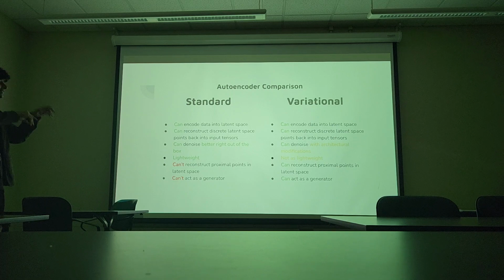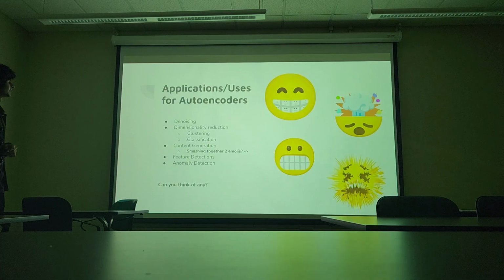Next slide, I think, this one. Here's an application or use for these things, right? You encode these emojis into latent space and you pick a point between them and you get a combination of the two. That's an example of a use of a variational autoencoder, right? Another one: denoising, dimensionality reduction, like I mentioned earlier. This is a consequence of the fact that they have a bottleneck. Through dimensionality reduction, you can do clustering or classification on that reduced dimension data. Smash together two things to make a new thing. You can do feature detection and you can do anomaly detection.